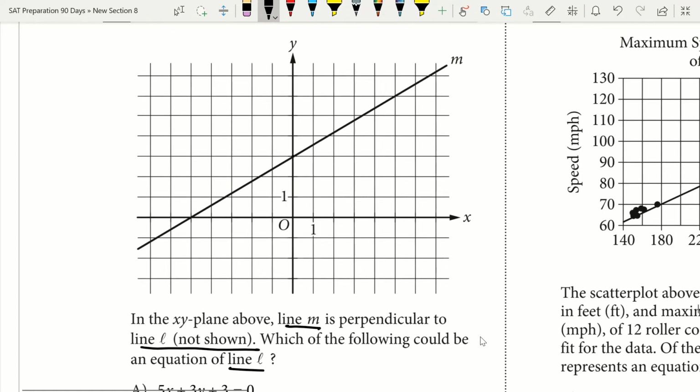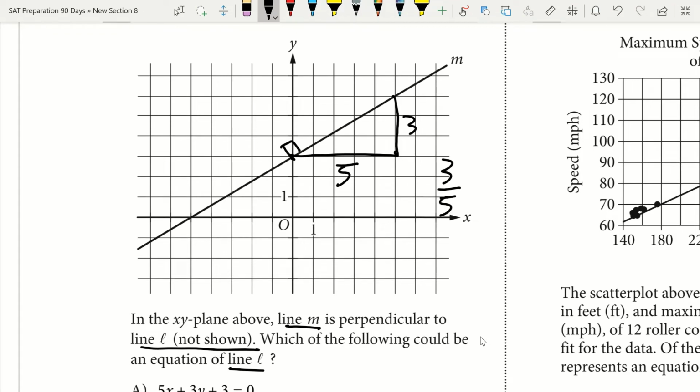Okay, so since it doesn't give me points for line L, I can just make them up. So I can just pick wherever. We'll just pick right here, right? So we need it to form a 90-degree angle. So what I'm going to do is I'm going to find the slope of line M. So I see that I rise 3 for every 5 I run over. So my slope then for M is 3/5.